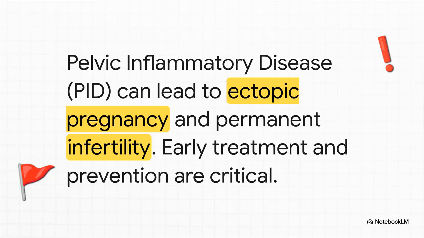And speaking of pelvic inflammatory disease, or PID, you need to remember this. It's a major red flag. PID is an infection that travels up from the cervix, often from an untreated STI, and it can cause terrible scarring in the fallopian tubes. This scarring leads to two devastating outcomes: ectopic pregnancies and permanent infertility. This is why patient education about preventing and treating STIs is a primary nursing role. This is what being a safe practicing nurse is all about: preventing these life-altering problems before they even start.